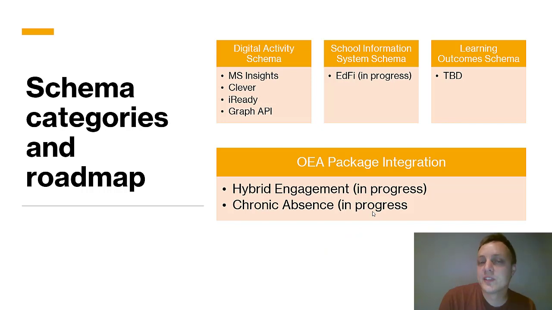On the roadmap, we're considering a number of groups of OEA schemas. Right now, digital activity is well underway for a number of OEA modules. We're currently working on a school information system schema, mostly starting with Ed-Fi as the ground zero. And on the radar is a learning outcomes schema, right? So basically trying to schematize all the major data sources in the education space. We're also working right now on building packages on top of these schemas to make packages very transferable across spaces. So anybody can run package code and get results on both test data, but also their production data as well.